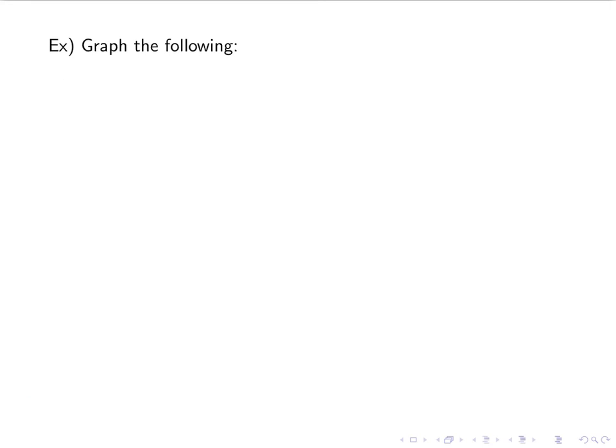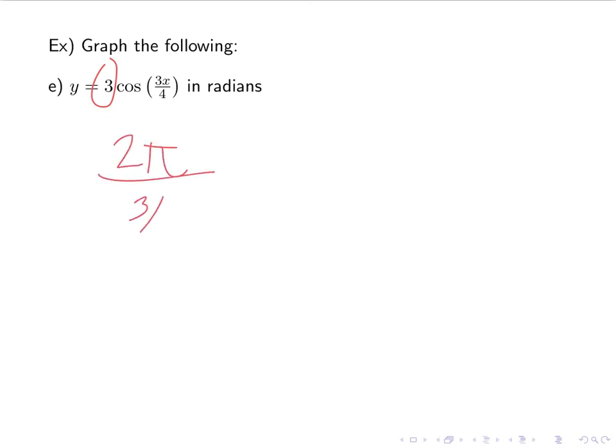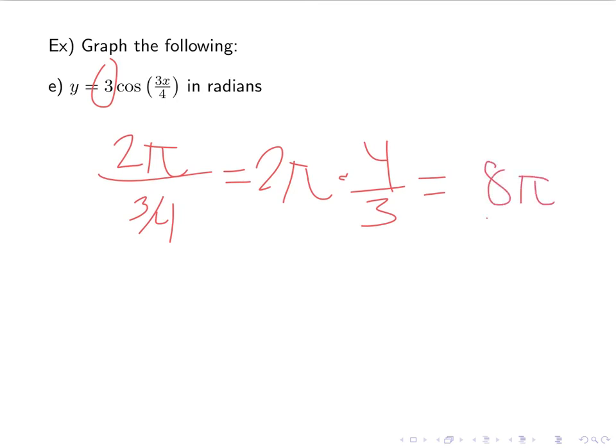Let's try another one. How about y equals 3 cosine of 3x over 4 in radians? Okay, so our amplitude is going to be 3. And then our period, again, we're going to have 2 pi divided by 3/4. So 2 pi times 4/3, right? So again, multiply by the reciprocal. So that gives us 8 pi over 3. So that's going to be our period.